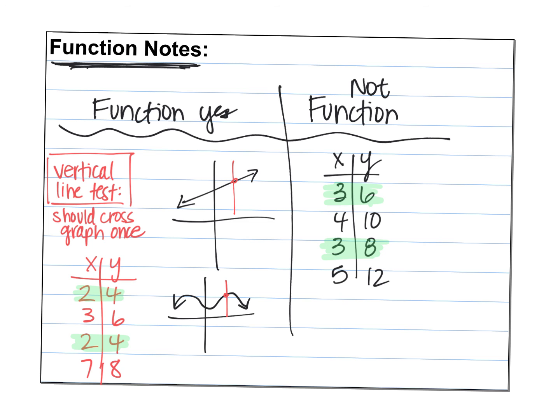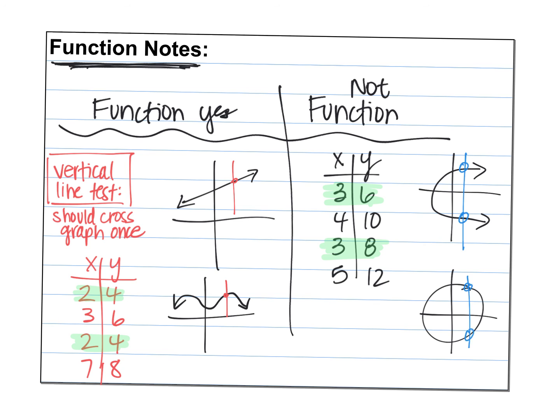I'm also going to draw a couple sketches of some graphs that are not functions. So here would be an example. And then maybe a circle. That's an example. You could even draw, with a different color, a vertical line to show that it crosses more than once. So not a function. This one crosses more than once, not a function. All right, hopefully you can add any other notes you want to this page on how you can tell if something is a function.